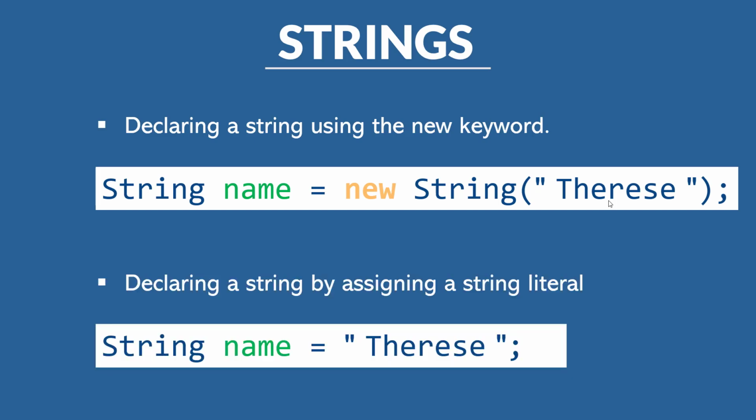Then for the second method, we have String, just as we had for the first method. We have name, which is the name of the variable, and then we have Teres, which is the value to be assigned. The first and the second example do the same thing. They are both used to create string objects in Java. Method 2 is the preferred method in Java. It's shorter and it serves the same purpose.